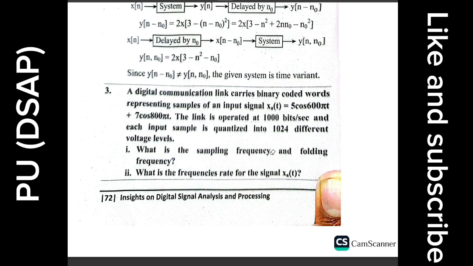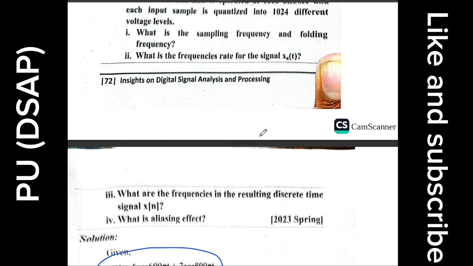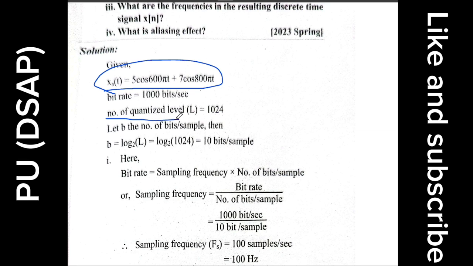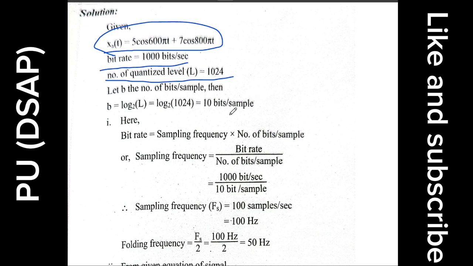So I think everything is clear. 1000 is the bit rate here. The number of quantized levels is called L, and this is 1024. So the number of quantized levels is 1024, and the bit rate is 1000 bits per second. We have to find the bits per sample.